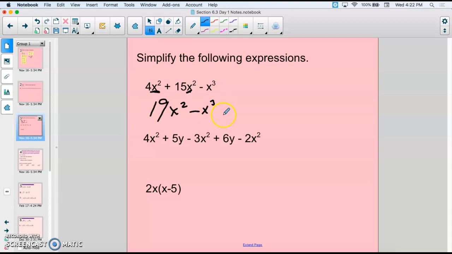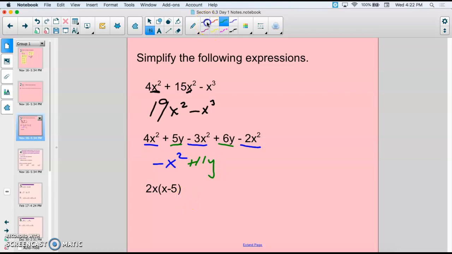If we're really picky about this and the directions say put it in standard form, remember your x cubed has to be in front. For right now, we'll call that good enough. All right, so here, where are the like terms? Well, we have an x squared here, another x squared right here, and another x squared right here. So if we have 4 of them, we take away 3, that's 1 of them. We take away 2, we have a negative x squared. Then we combine our y's together, 5y plus 6y, that would be 11y.